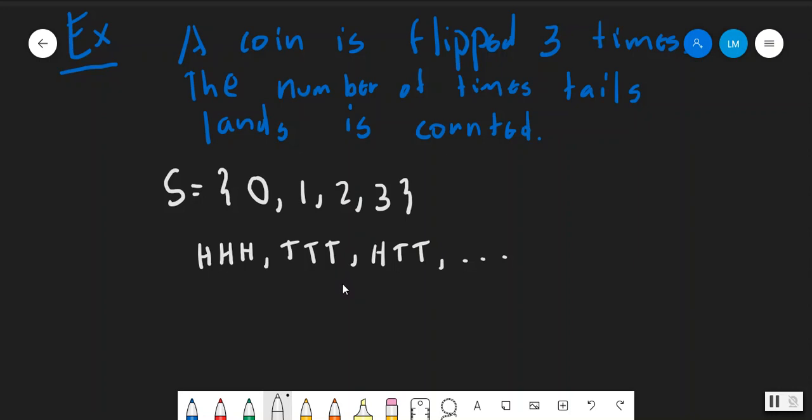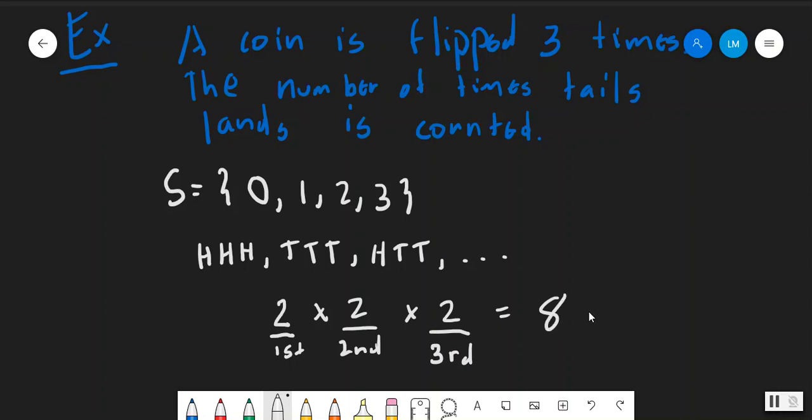So one way that we can do this is, for example, we can actually just think of, well, there are two options essentially. You have that for every toss, there's two options multiplied by another two options for the second toss, multiplied by another two options, and those options are heads and tails, which means that you have 8 outcomes.